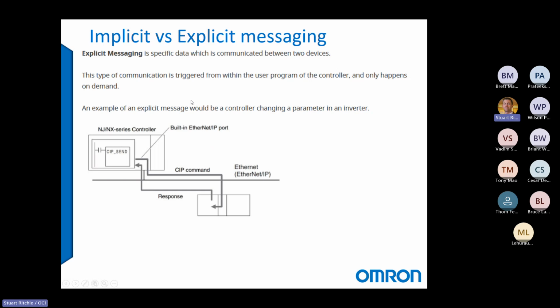So implicit runs at the core of our controller. The controller manages it. We set it and we forget it, and it exchanges data and updates the variables in our PLC. We don't deal with it. Explicit, we have to execute function blocks to send this data. We have to receive that data, make sure its integrity is there, we didn't get any errors, and then we have to deal with that data accordingly.